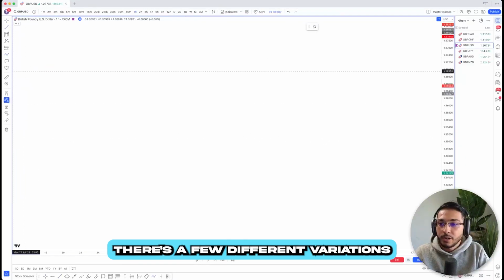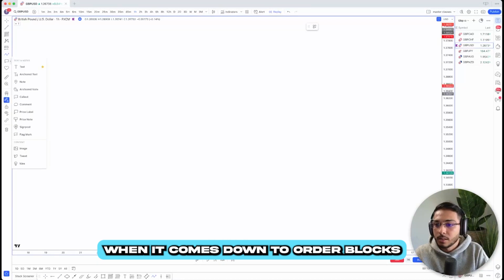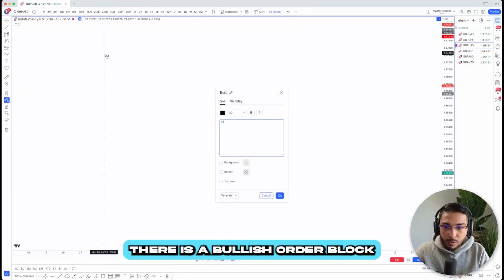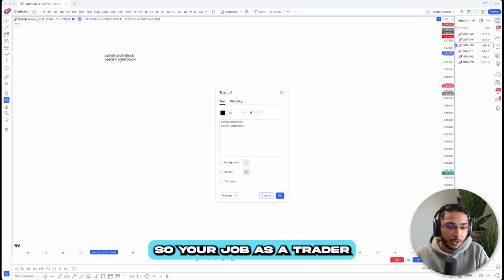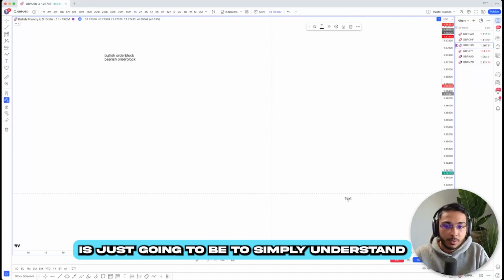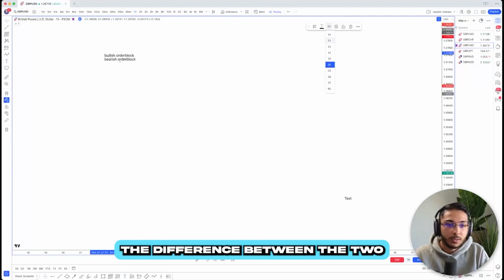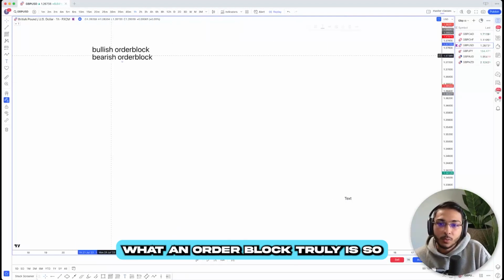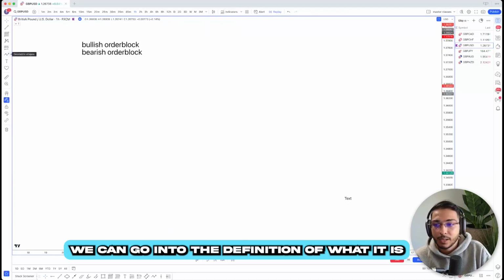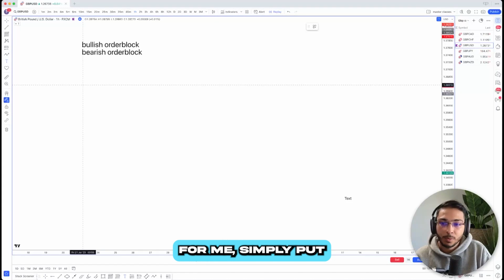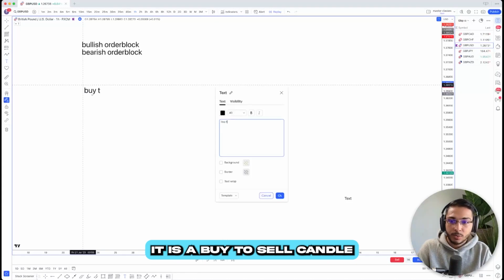There are a few different variations when it comes to order blocks. There is a bullish order block, and then there's a bearish order block. So your job as a trader is simply to understand the difference between the two and really what an order block truly is. So we can go into the definition of what it is. For me, simply put, it is a buy-to-sell candle or a sell-to-buy candle.